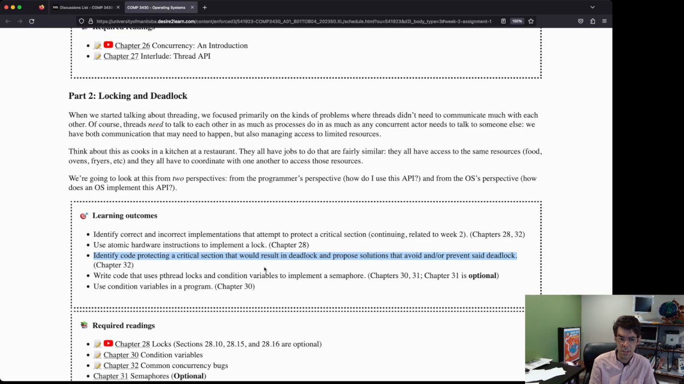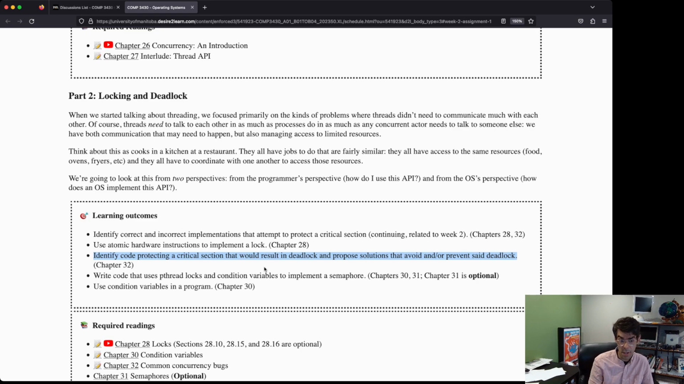This is an identify code protecting a critical section that would result in deadlock. You may be implicitly assessed on this in your assignment. Like you may have code that you write yourself that winds up deadlocking. It's possible for that to happen. But it's more likely that you're going to see this on a test or a final exam.